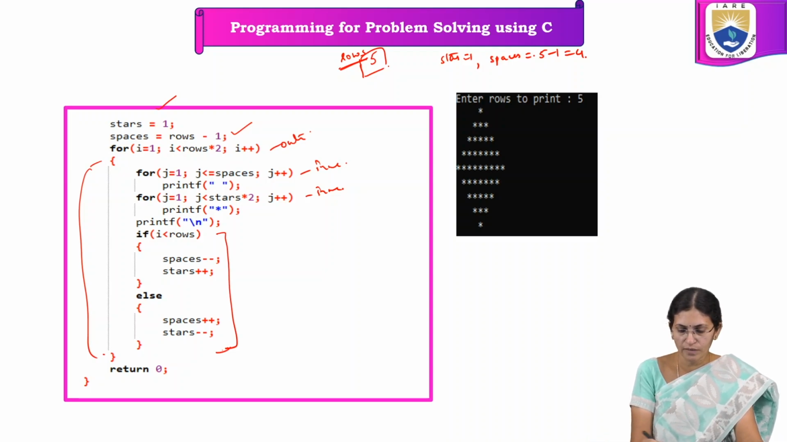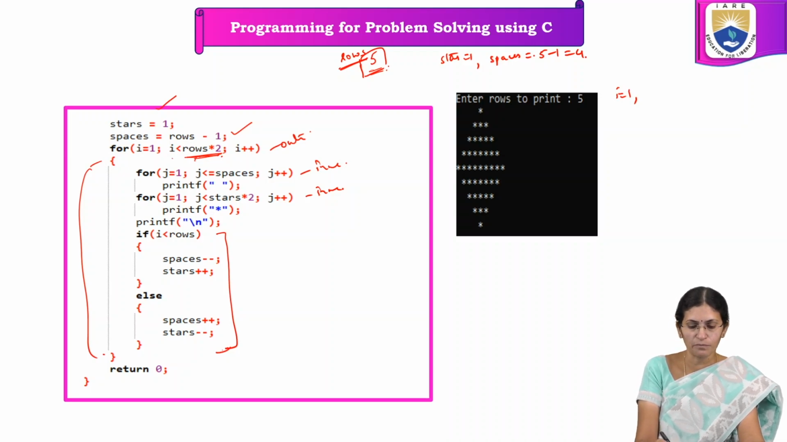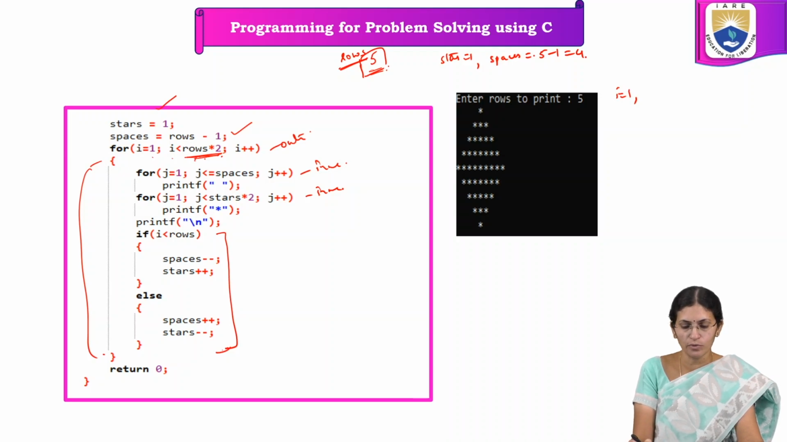So for the first iteration, when i is equal to 1, i less than or equal to, this loop will repeat for the number of times specified by the user in terms of rows. This loop will repeat for 9 times because rows is equal to 5. 5 into 2 is 10, so i less than 10. That means it will repeat from i is equal to 1 to i is equal to 9.